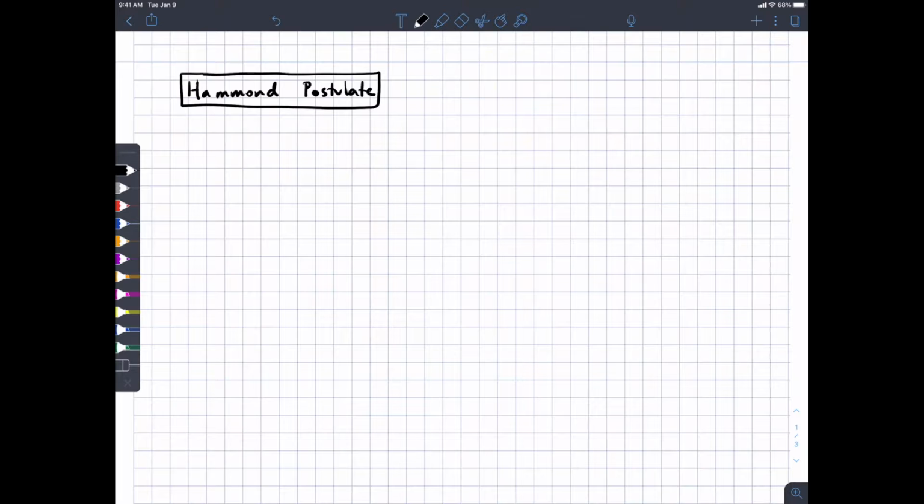It's what wealthy investor John Hammond decided when he wanted to try resurrecting the dinosaurs in Jurassic Park. Is that? I gotta try better. Reference to a movie in the 90s probably will fall flat. Okay, but seriously, what is the Hammond postulate?